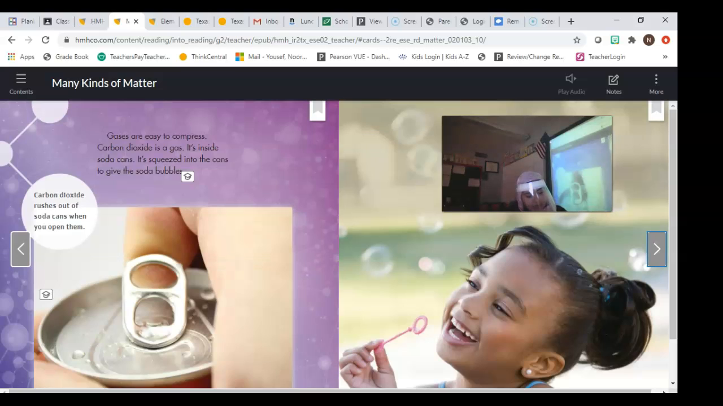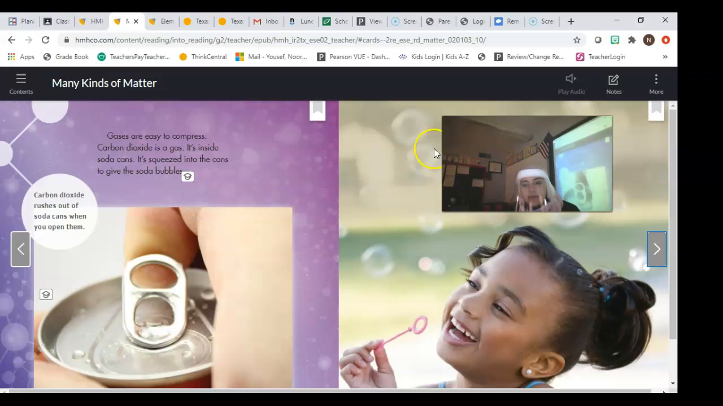Excellent job. Why does carbon dioxide rush out of the soda can when it is open? Why does it rush out? Because it was, what? No, the carbon dioxide was what? Good. It takes a breath out finally because it was compressed inside of the can. And when you open it, it breathes, and all of that carbon dioxide comes out. And that carbon dioxide is what makes the soda bubbly. Okay, very good.